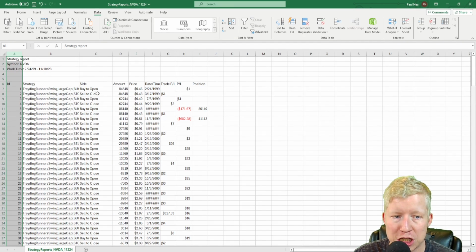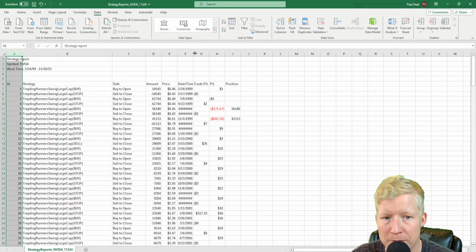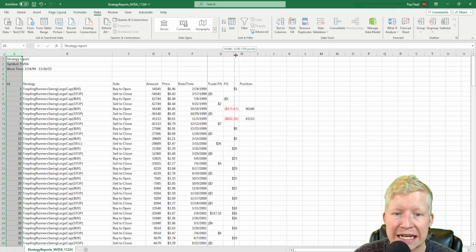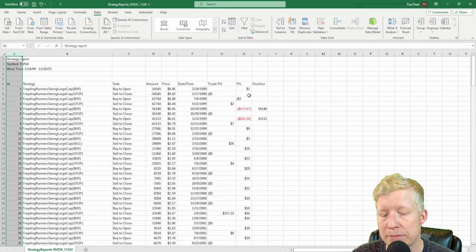The name of your strategy, whether you're buying or selling. This is a really long name. Well, whether you're buying or selling, the amount you're buying, at what price you're buying, at what date you're buying at. And then you'll notice here you have your trade P&L and you have your running P&L.